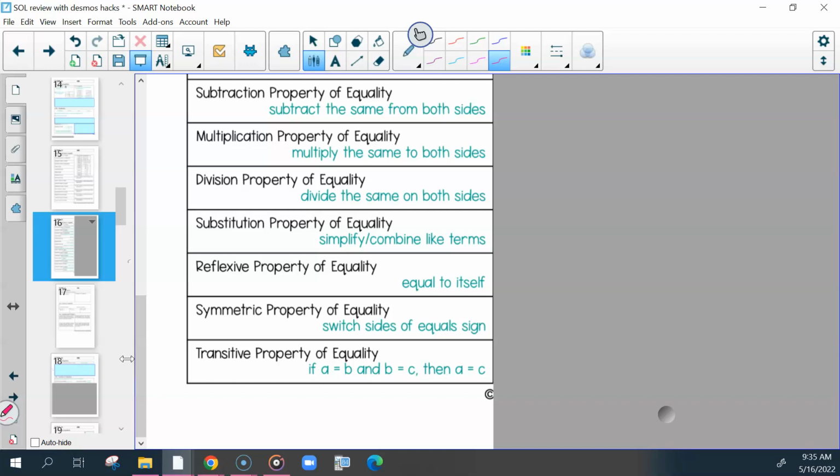Wait, what's it? Can you explain? CK, hold on. Symmetric is if x equals 4 is like your final answer, you could write that as 4 equals x. It's the same thing. CK, what was your question? And then Erica. The transitive.